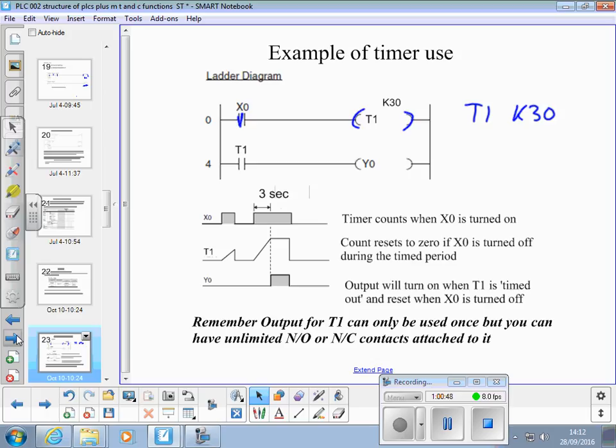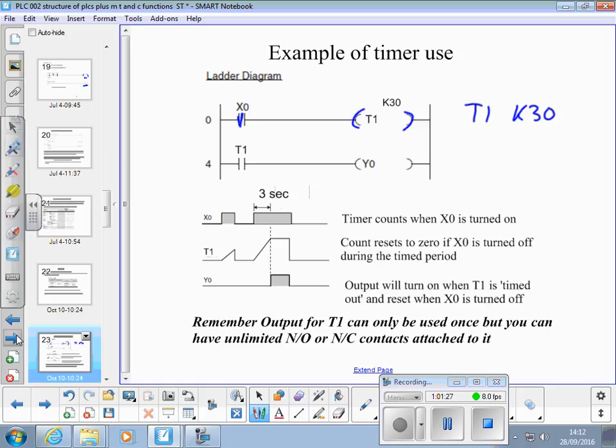So we've got to multiply what we want by 10 to get our constant. The other thing is, we could change that constant for the contents of a data register. We'd do that if we were trying to interface with an HMI, so that our operator could actually change that 3 seconds to 3.5 or down to 2.5 and so on. It would then use, instead of a constant, the contents of a data register as its time reference.